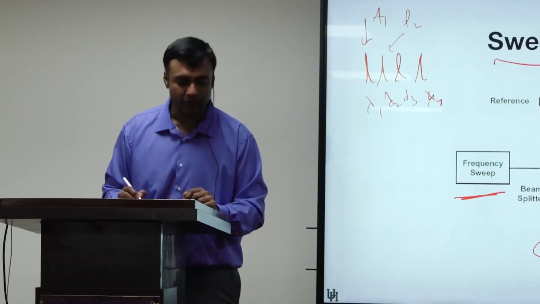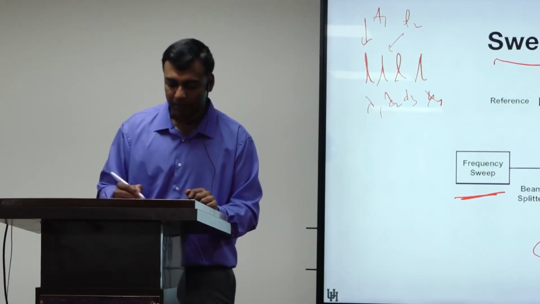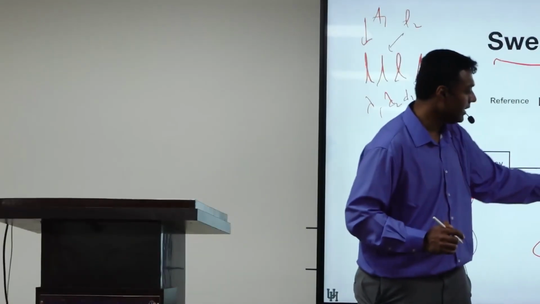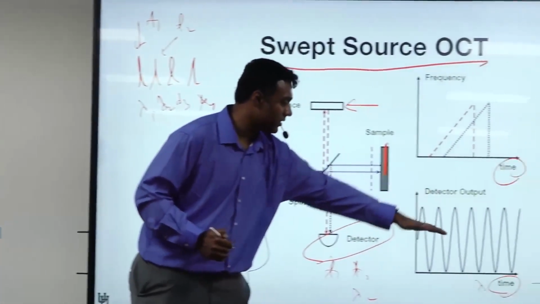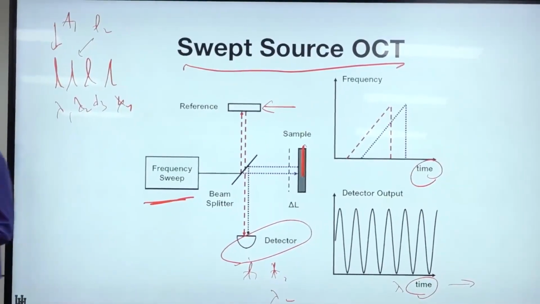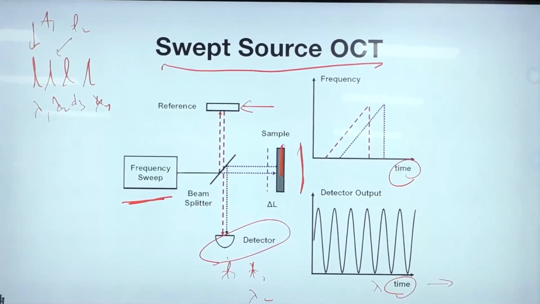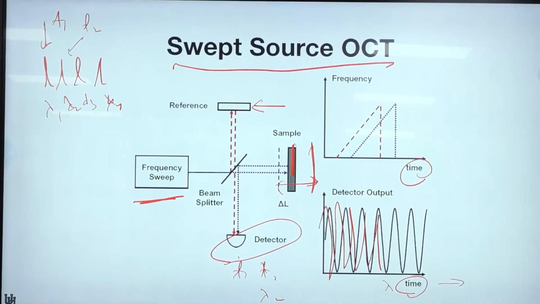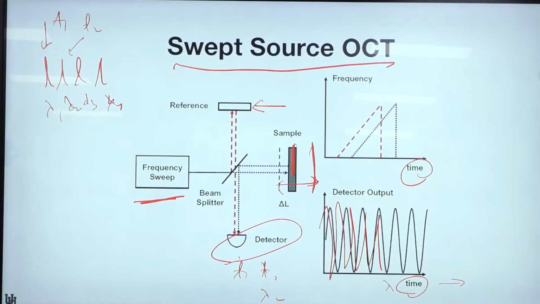So this reference mirror is fixed. There is a sample layer here. Depending on this distance delta L, there is constructive, destructive, constructive, destructive interference. So if this delta L is very big, then you'll have very high frequency.